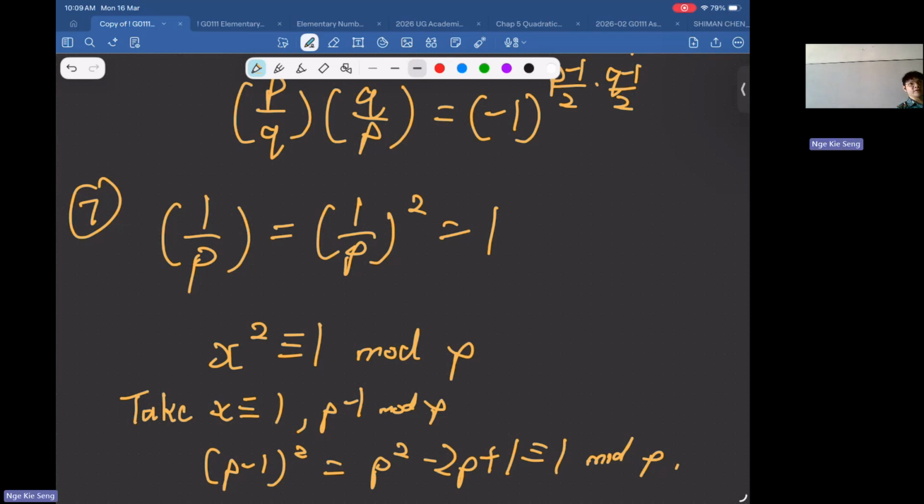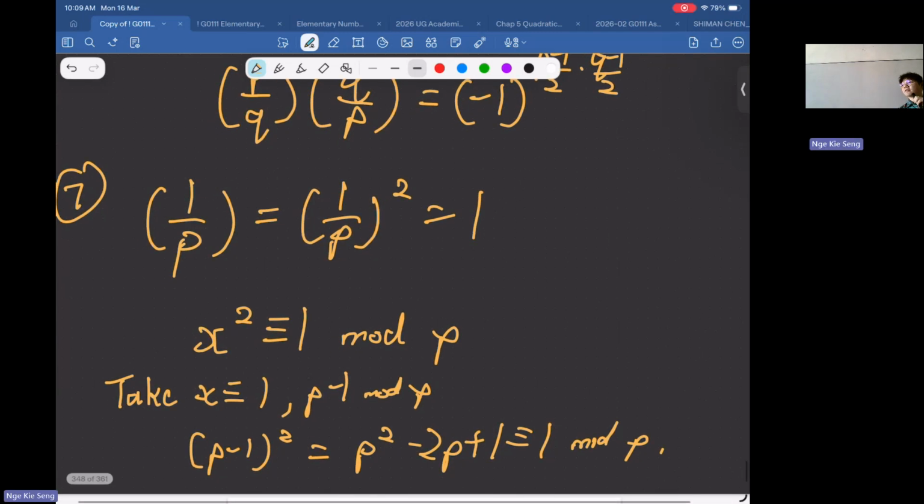P plus 1 squared also works. Yeah, but p plus 1 is just 1, right? Okay. So you can see that: 1 and minus 1. I think that's it.